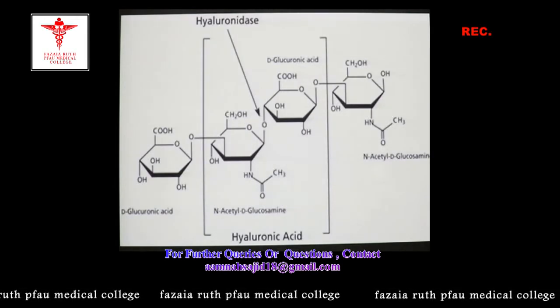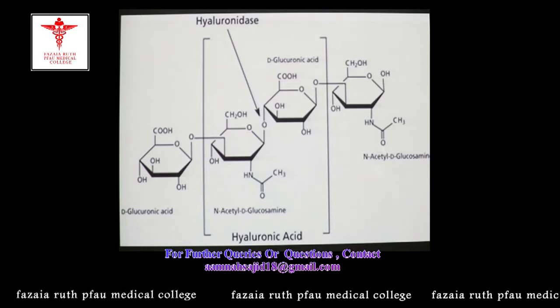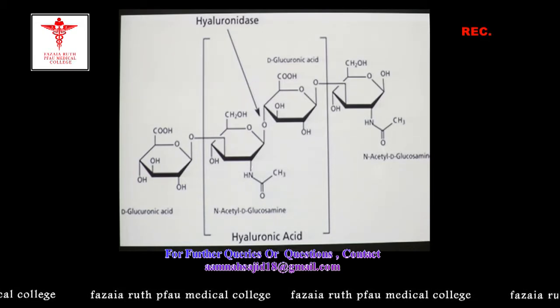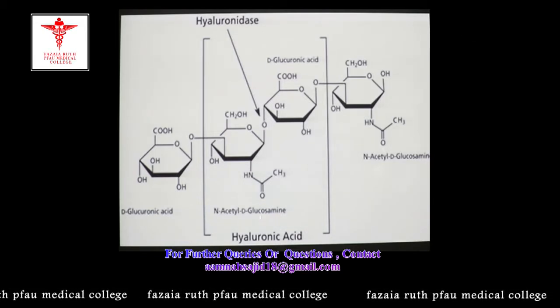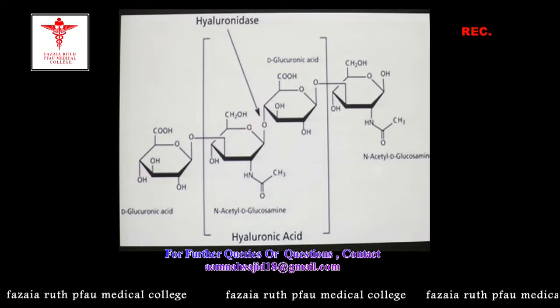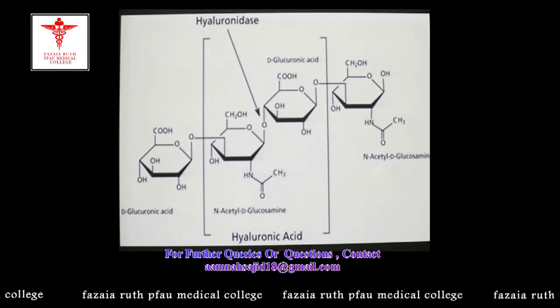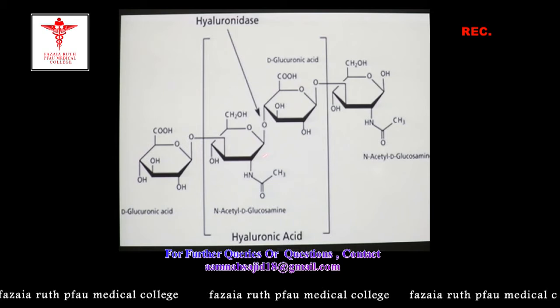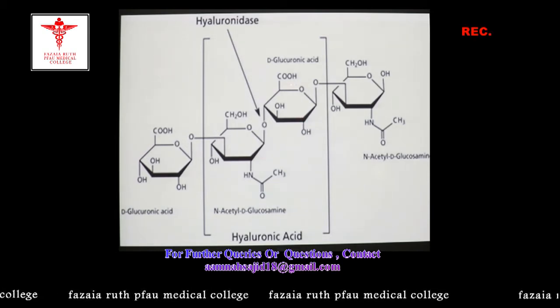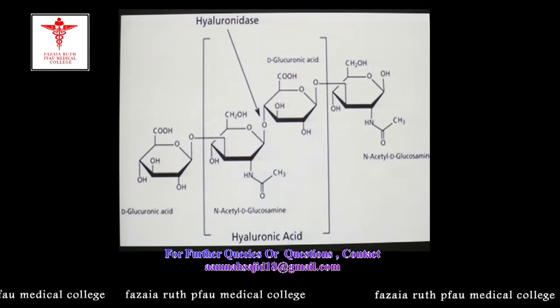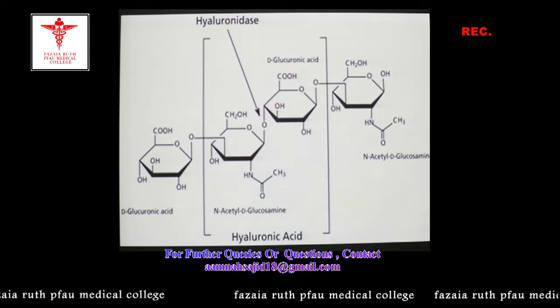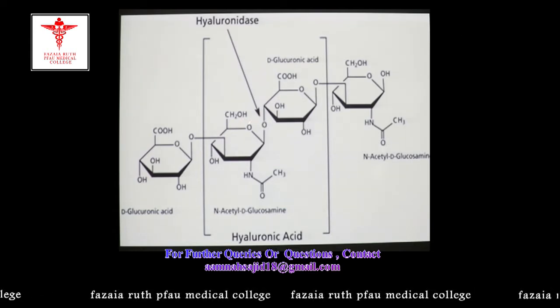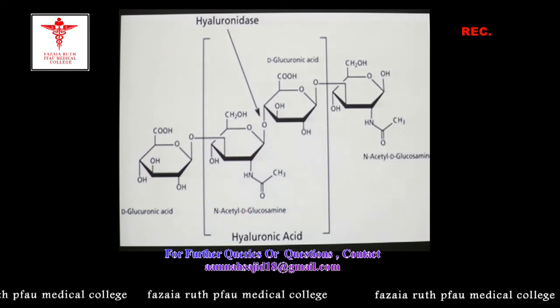Now, this is another example of glycosaminoglycan known as hyaluronic acid. In hyaluronic acid, the disaccharide repeating unit is composed of N-acetyl glucosamine, which is the amino sugar component, and glucuronic acid, which is the acidic sugar component. And this disaccharide unit repeats over and over in the structure of hyaluronic acid.